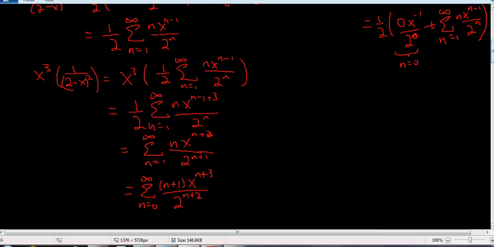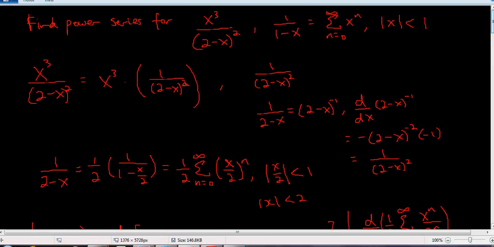So just a quick recap. What did we do? We took a function that we want to find a power series representation for, x cubed over 2 minus x, and the 2 minus x is squared. So we saw that 1 over 2 minus x squared looks a lot like 1 over 2 minus x. And we know, in fact, if we take the derivative of this, then we get back something very similar. In fact, it's the same as what we actually are looking for.